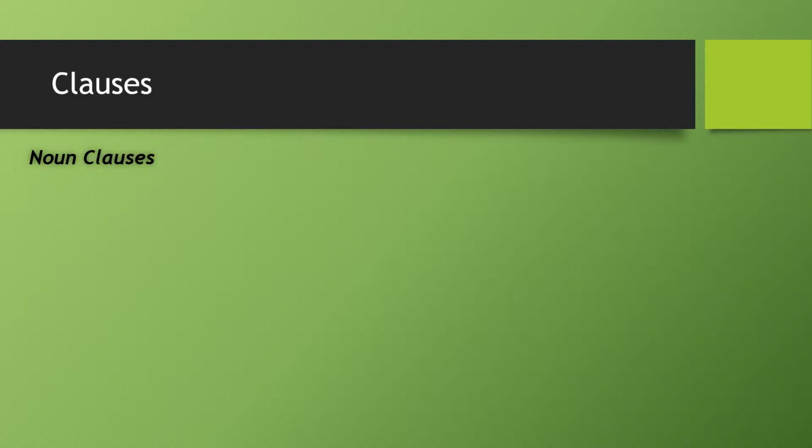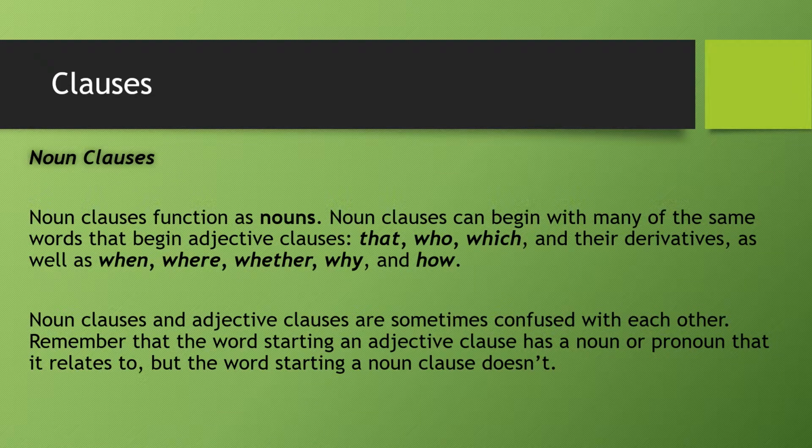Now we'll give our attention to noun clauses. Noun clauses function as nouns in a sentence, and they can begin with many of the same words that begin adjective clauses. For example, that, who, which, and their derivatives, as well as when, where, whether, why, and how.